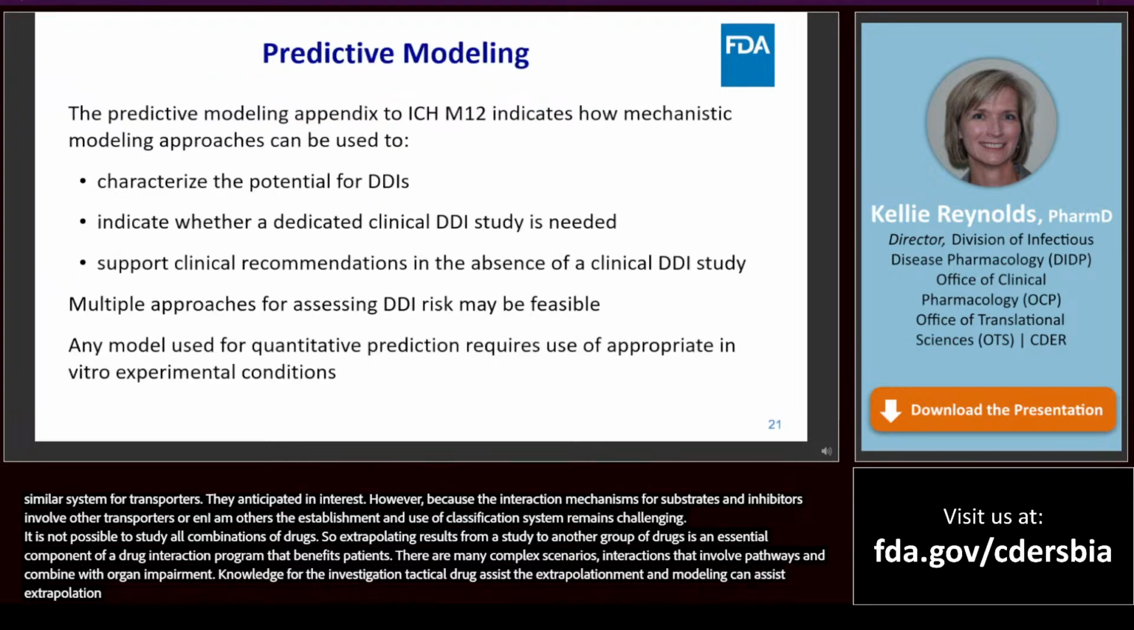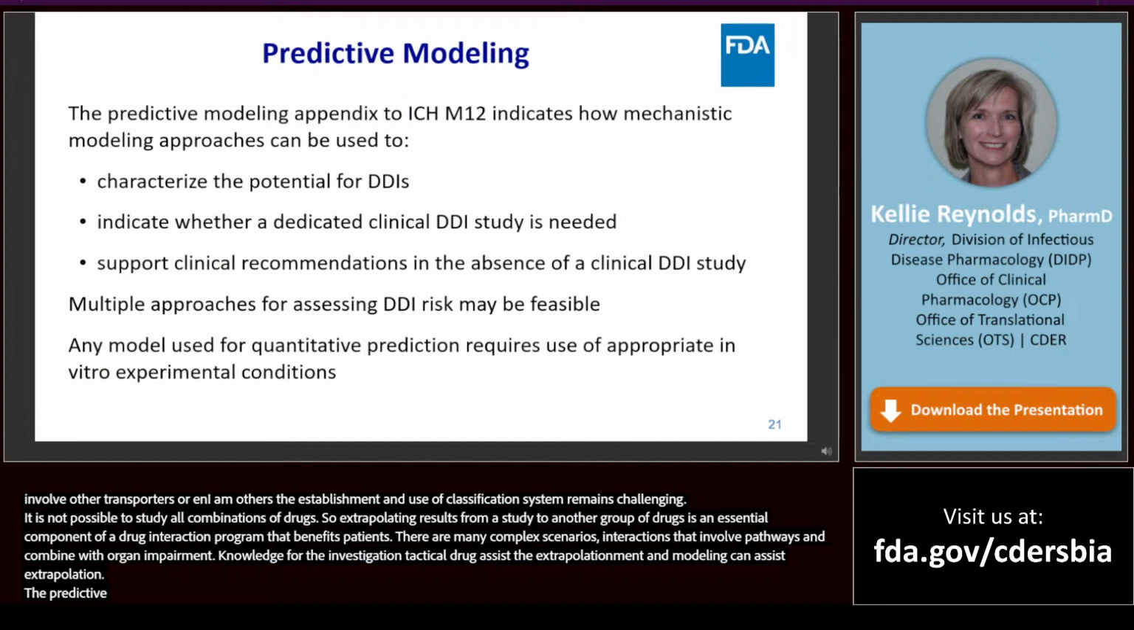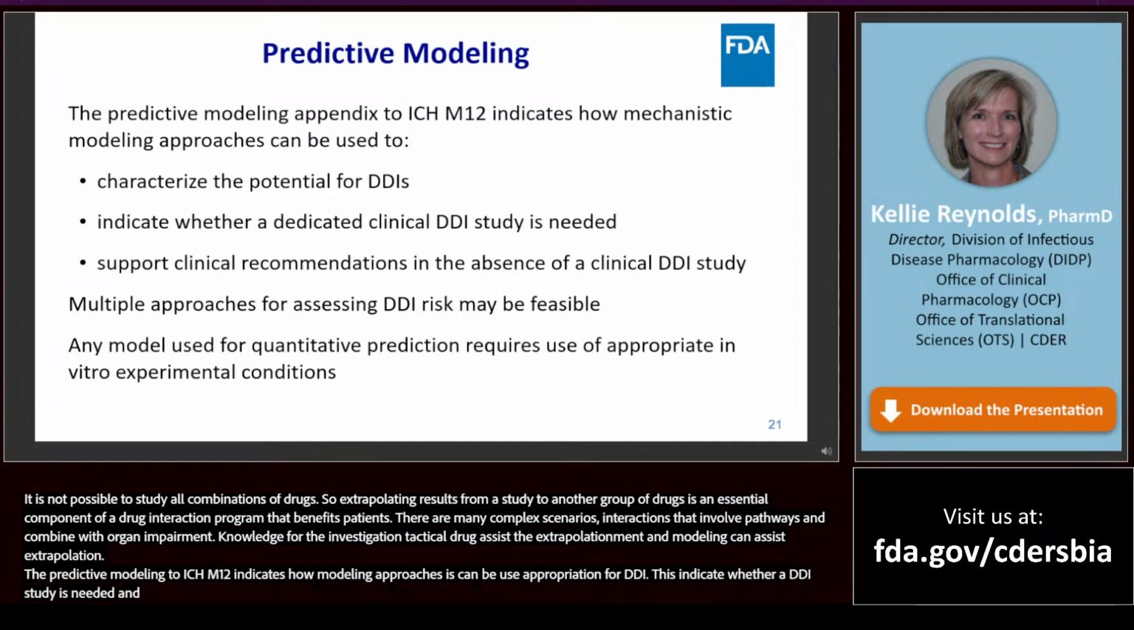The predictive modeling appendix to ICH M12 indicates how mechanistic modeling approaches can be used to characterize the potential for DDIs. Also, they can indicate whether a dedicated clinical DDI study is needed and support clinical recommendations in the absence of a clinical DDI study. Some of these uses are related to extrapolation, which I mentioned on the previous slide.